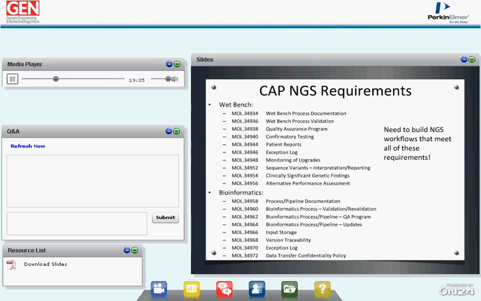All of these need to fit into the requirements set by CAP. And so these are new requirements that came out as this technology was emerging into the clinic. As you can see, there's a large number of them touching on both the wet lab components and the bioinformatics. And all of these need to be kept in mind as you're developing a given assay if you're working in a lab that uses CAP for its accreditation.